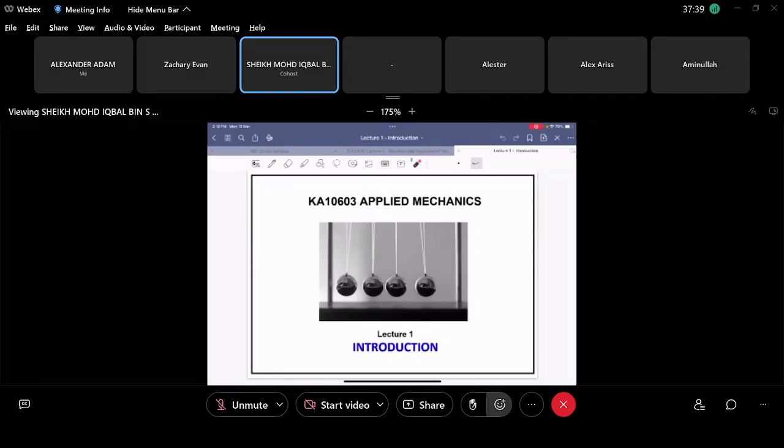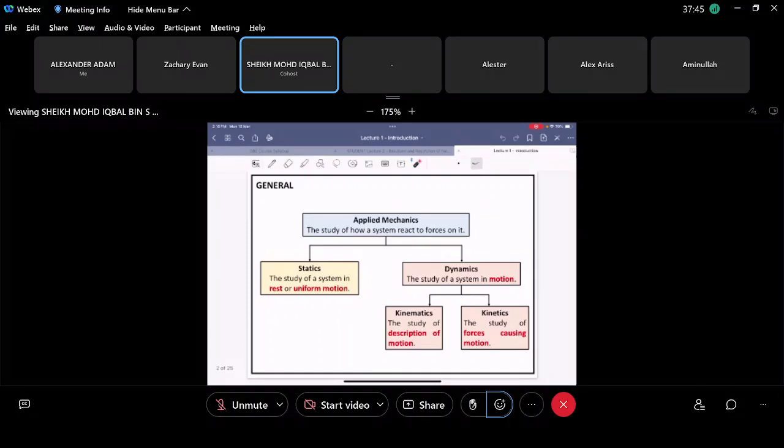So this is lecture 1, which is Introduction to Applied Mechanics. As you can see here, what is actually applied mechanics? The definition is basically in the name itself, right? If you divide it into two, you have applied and you have mechanics. What does applied mean? Applied meaning it's practical, it's physical. You are applying something, right?